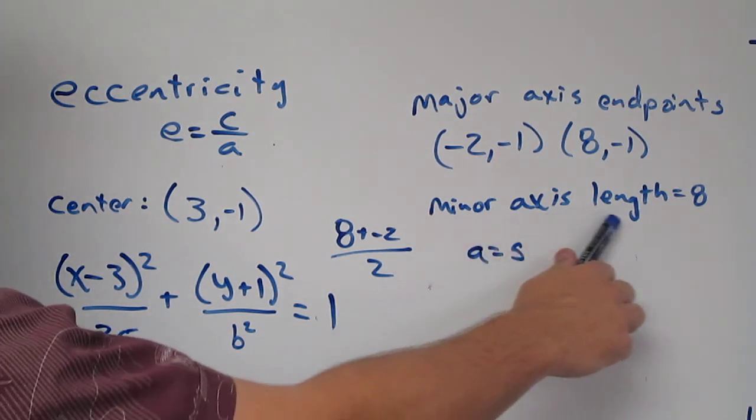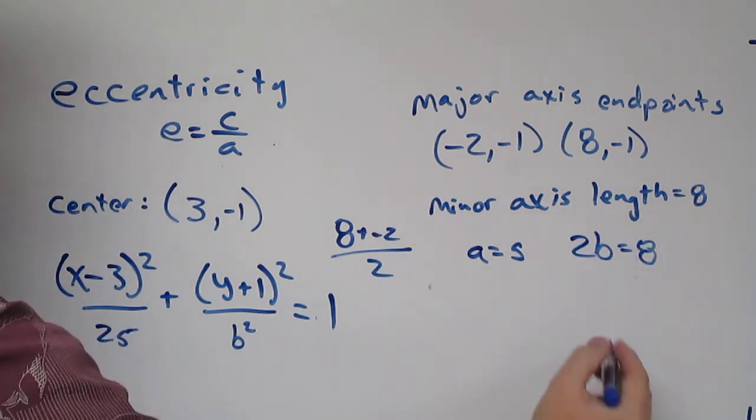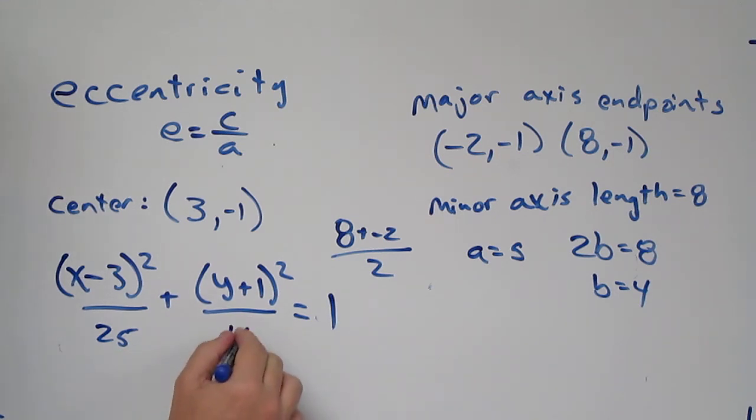And if the minor axis length is 8, remember that's 2b. So I can just divide it by 2 and say that b is equal to 4. So I'll plug that in and bam, just like that, we're finished.